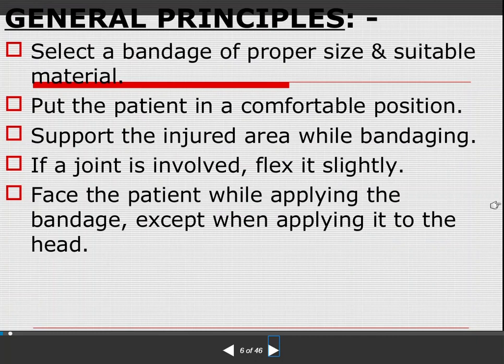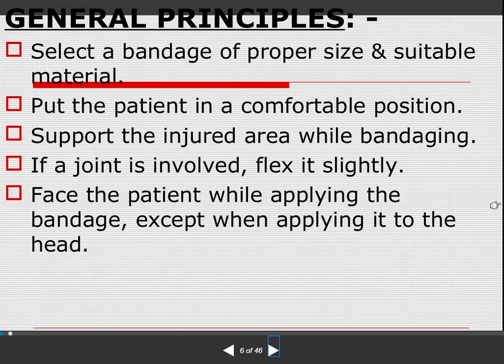Next, face the patient. Means our face should be opposite to the face of the patient while applying the bandage, except when applying it to the head. Means when we are bandaging the head of the patient, then it is so difficult to face the patient's face.